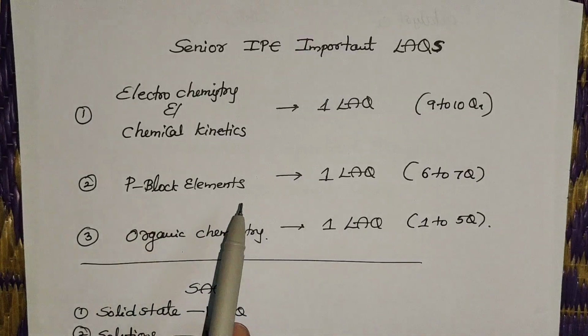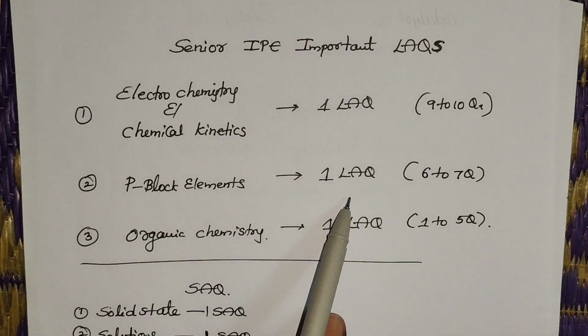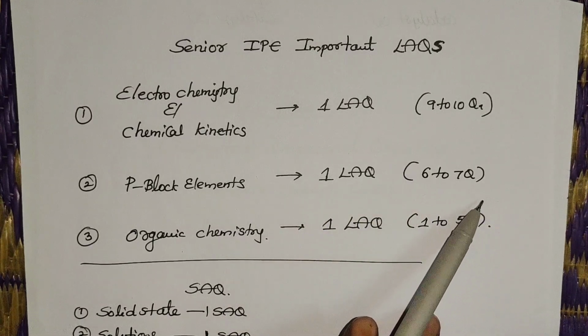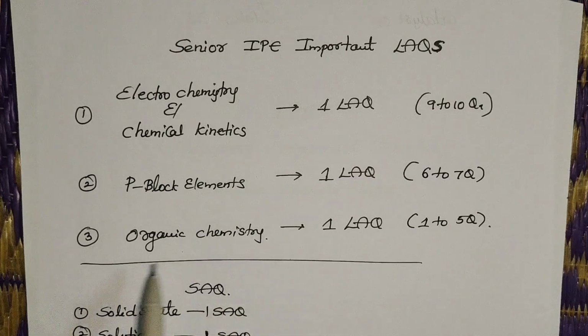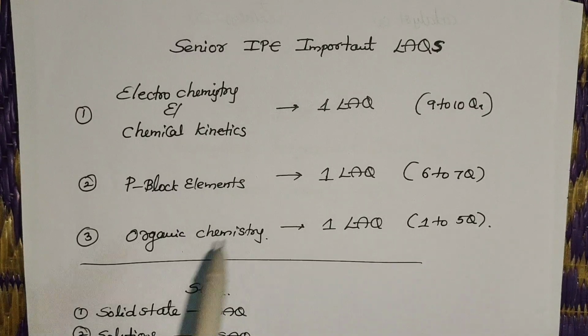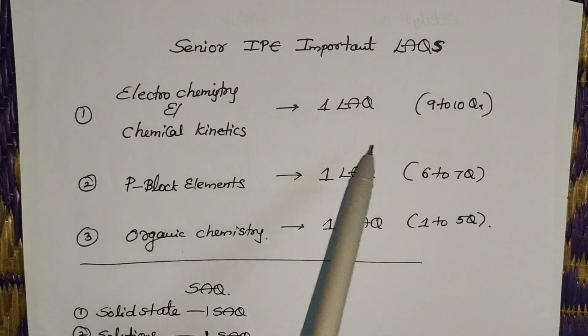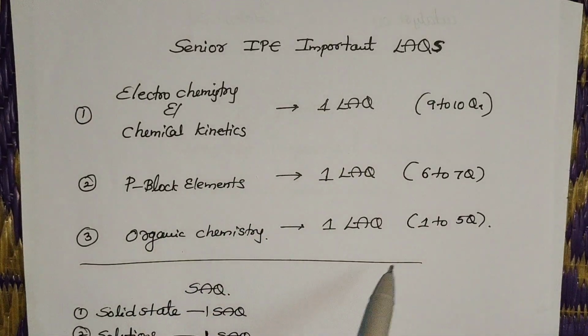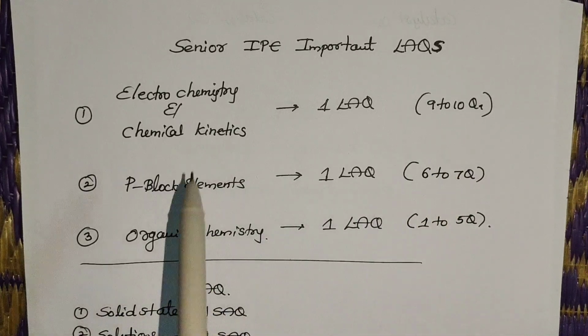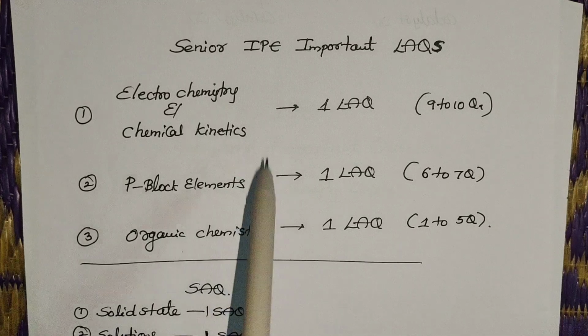Next, P block elements. From this also we may expect one more LAQ. In this P block approximately we have 6 to 7 important LAQs. Next, organic chemistry. Total organic chemistry, either carbon, hydrogen, oxygen related or carbon, hydrogen, oxygen, nitrogen related compounds. From these chapters we may expect one LAQ, and in this we have 4 to 5 important LAQs. So this is the pattern: electrochemistry and chemical kinetics 1 LAQ, P block elements 1 LAQ, organic chemistry 1 LAQ. These are all important questions, but here I want to explain only the very important ones. So these 3 chapters only have LAQs, right? These are the LAQ chapters.